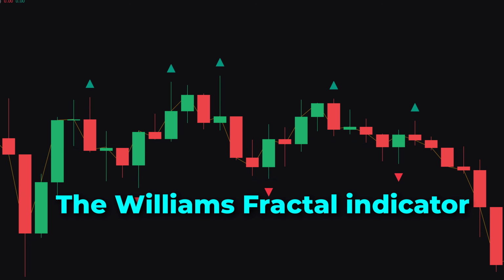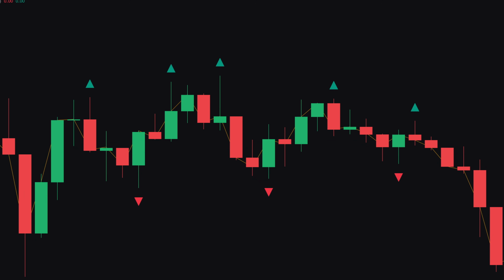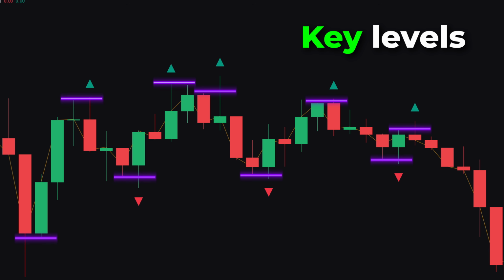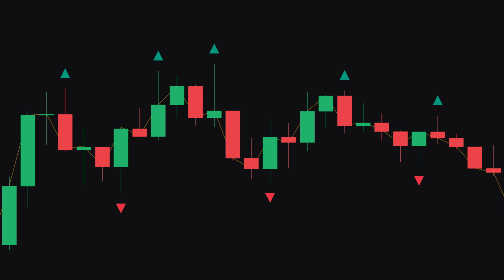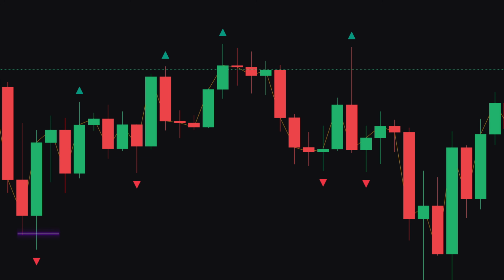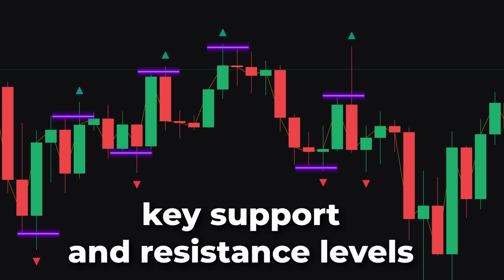The Williams Fractal Indicator is a powerful tool for identifying key levels in the market. In this guide, we'll explore how to use it to build profitable day trading strategies. Williams Fractal is a simple but very useful indicator that helps identify key support and resistance levels.